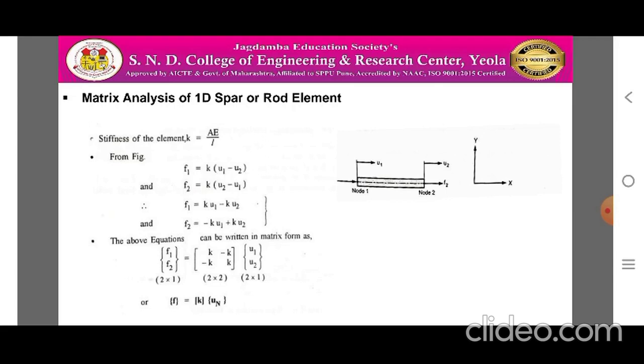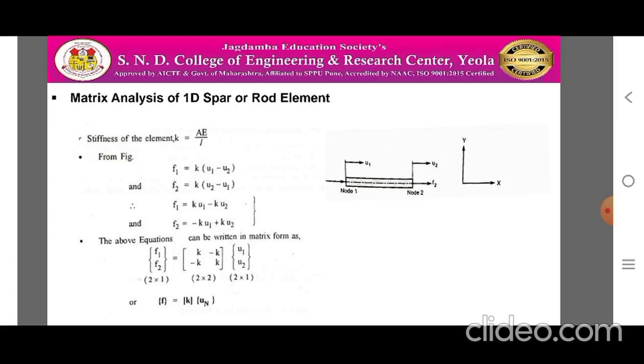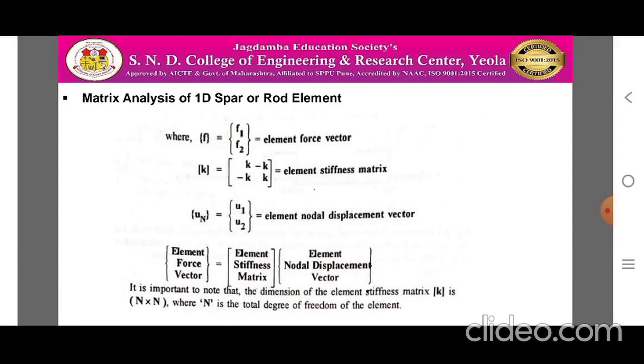Therefore, we can write F is equal to K into UN, that is, force matrix is equal to stiffness matrix into displacement matrix, where F is known as element force vector, K is known as element stiffness matrix, and UN is known as element nodal displacement vector. Together these equations say that element force vector is equal to element stiffness matrix into element nodal displacement vector. Here, the main point to note is that the dimension of the element stiffness matrix is n by n, where n is the total degree of freedom of the element.